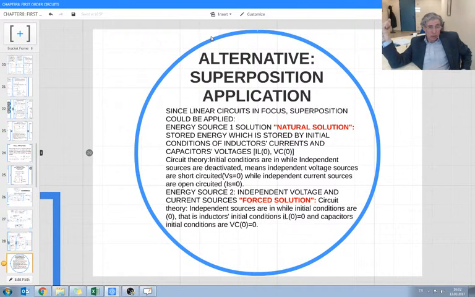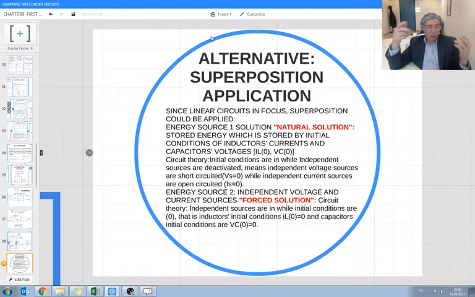The second energy source: if we are talking about linear circuits which include inductors and capacitors, there is another energy source, because these L and C elements, inductors and capacitors, are energy storage elements. From the name, we see that there is energy at the beginning. So this is the other energy source. This energy source comes from the initial conditions of these inductors and capacitors.